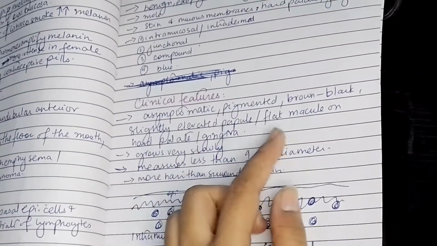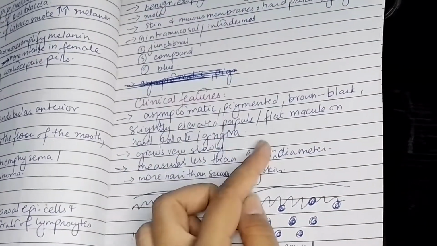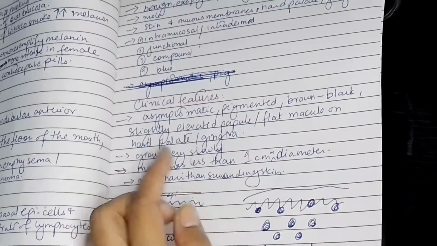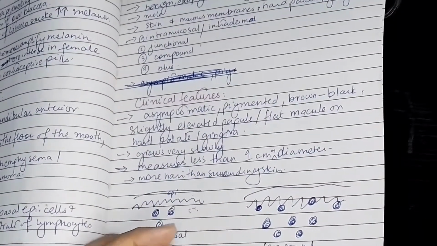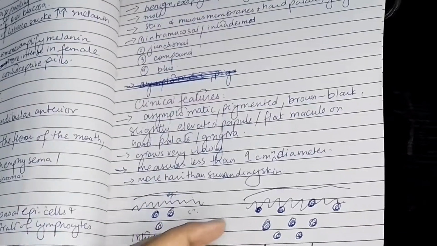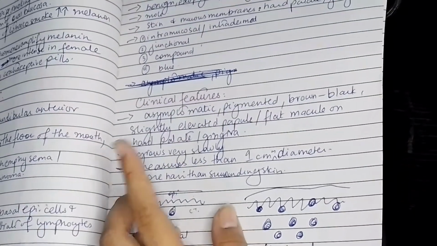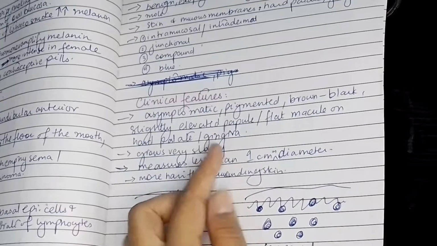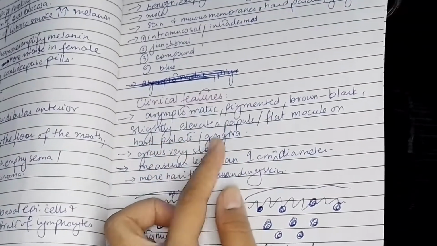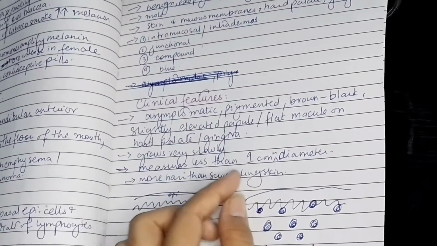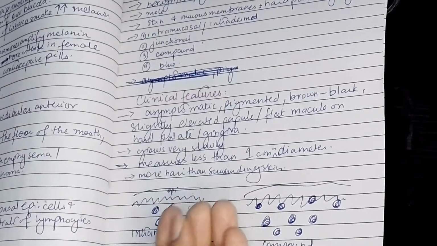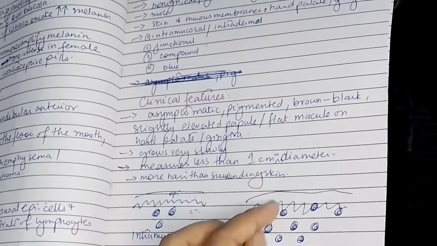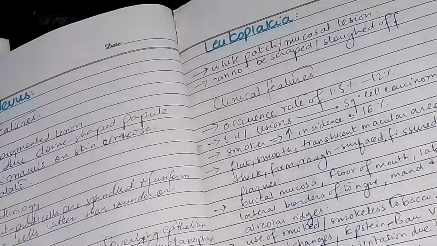Asymptomatic pigmented brown, black, slightly elevated papules or flat macules on the hard palate and gingiva. They grow very slowly, and they are asymptomatic because they are painless. You don't feel them. When you go for a regular routine checkup, the dentist will tell you that you have a nevus on the hard palate or gingiva. They grow very slowly and measure less than 1 centimeter in diameter. If they're present on the skin, they will have more hair than the surrounding skin, as you might have seen.